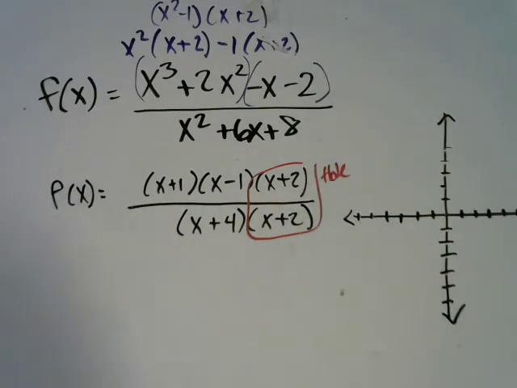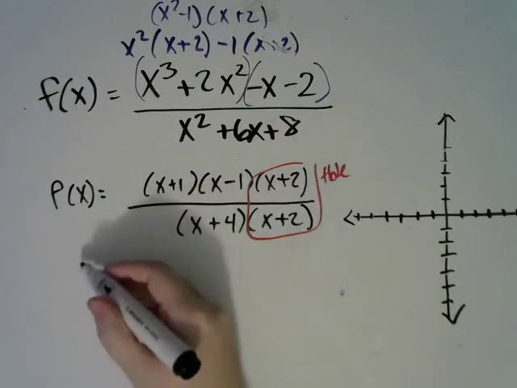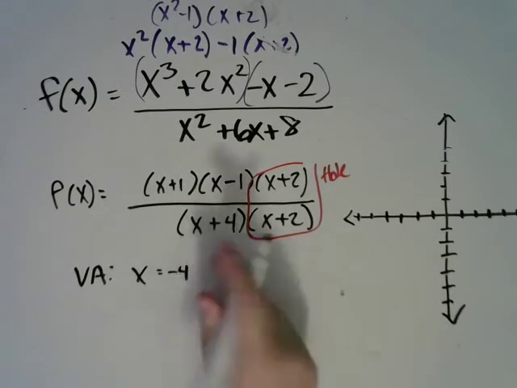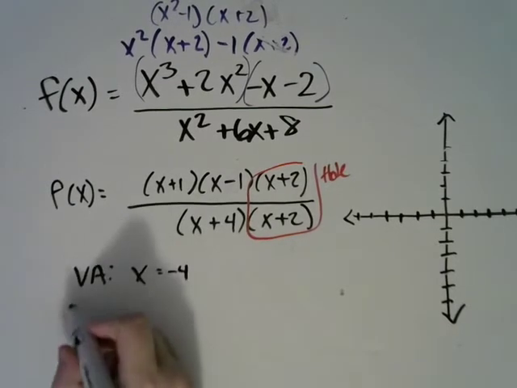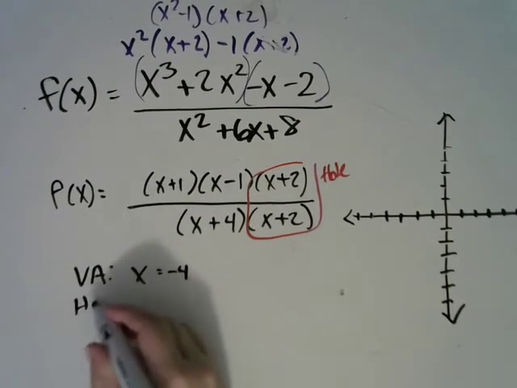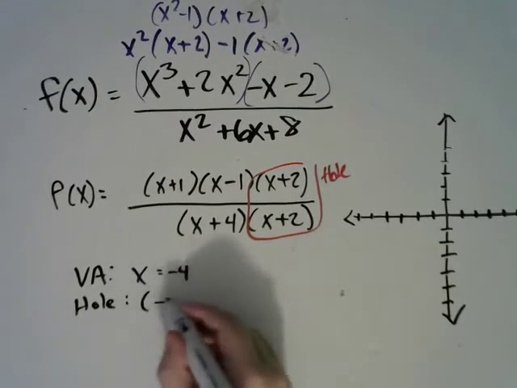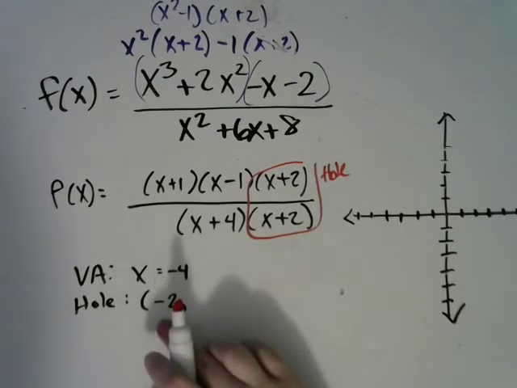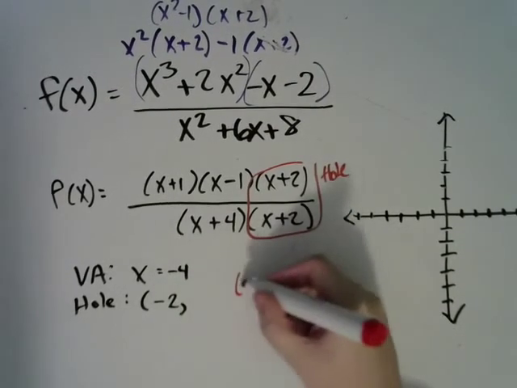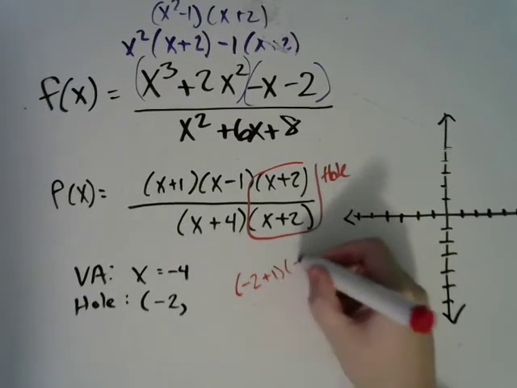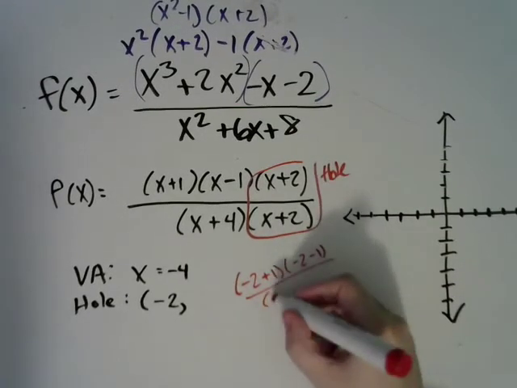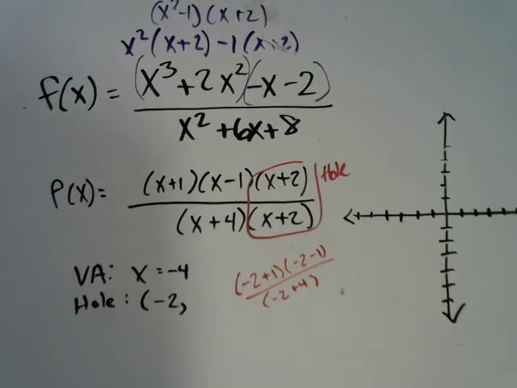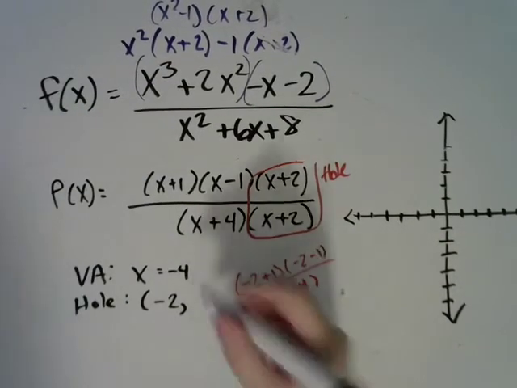And we want to go through all of the processes we went through when we were graphing before, starting with the vertical asymptote, which is x equals -4, since that's when the denominator makes 0. Then we have the hole, which is -2, comma. We're going to plug that -2 into the remaining factors. So we get -2 plus 1, -2 minus 1, all over -2 plus 4. That simplifies to 3 over 2.